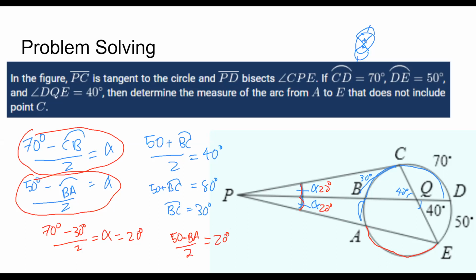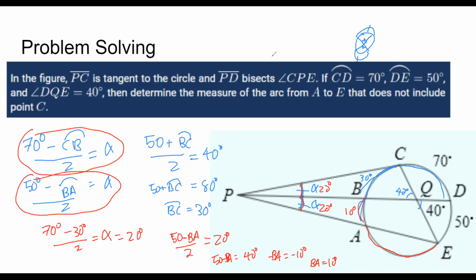Now we have to solve for BA. This leads us to 50 minus BA is equal to 40 degrees. Negative BA is equal to negative 10 degrees, so BA is 10 degrees. Why did I start writing A? I meant BA, sorry about that. So that means this arc here is 10 degrees. Why did I write 10 squared? 10 degrees. Okay. And now let's finish this problem.